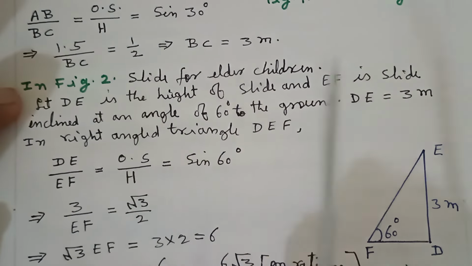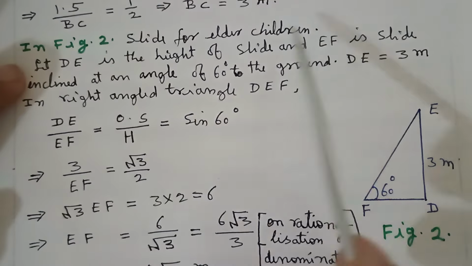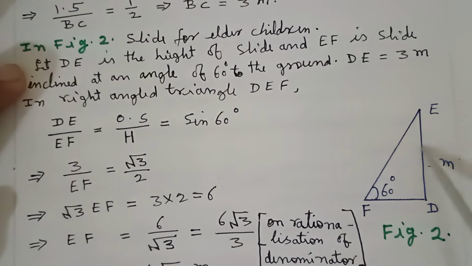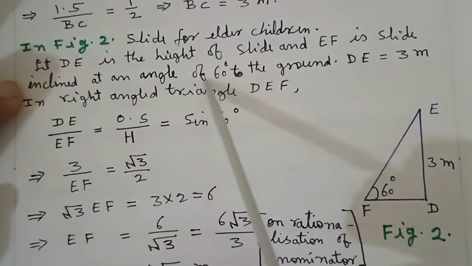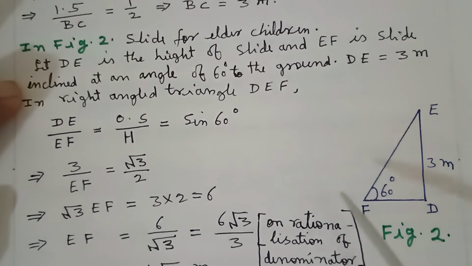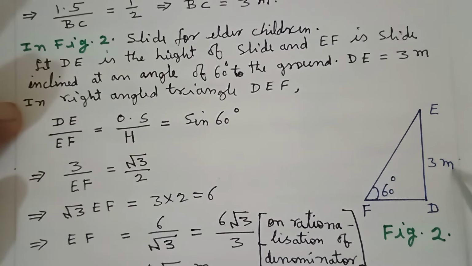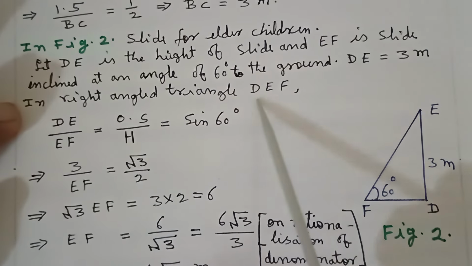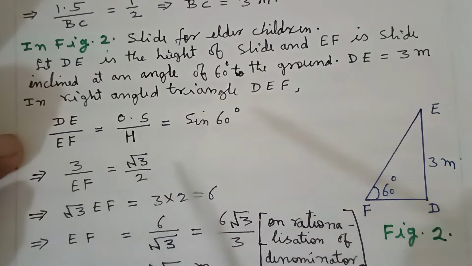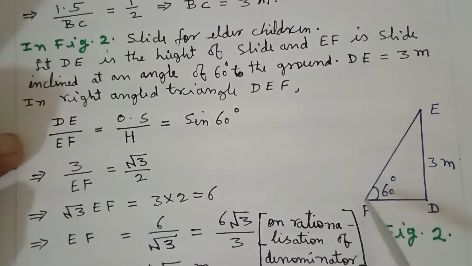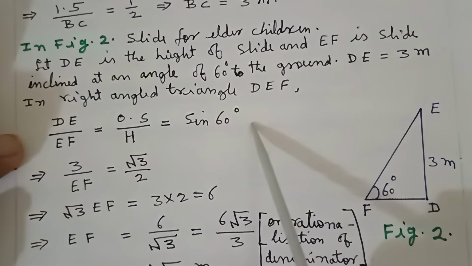Now in figure 2, so this is the figure 2, slide for elder children. Let DE is the height of the slide and EF is slide inclined at an angle of 60 degree to the ground. DE is equal to 3 meter. In right angle triangle DEF, DE upon EF is equal to opposite side upon hypotenuse is equal to sin 60 degree.